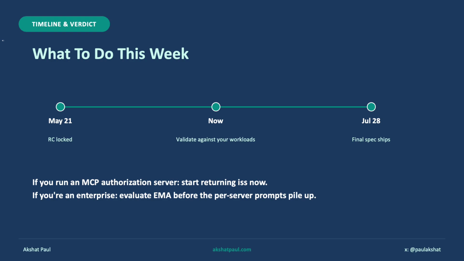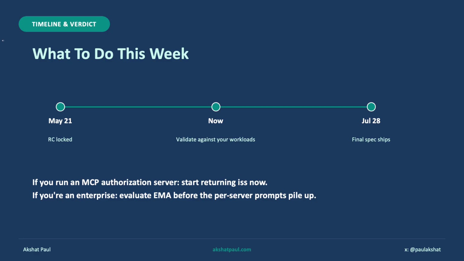So here's where this leaves you practically. The release candidate has been locked since May 21st, and the final spec ships July 28th. That's your window to validate against real workloads before it's final. Two concrete actions, depending on which side of this you're on. If you run an MCP authorization server, start returning the ISS parameter now, even though it's technically optional today. It becomes mandatory in a future version, and clients will start rejecting responses without it.